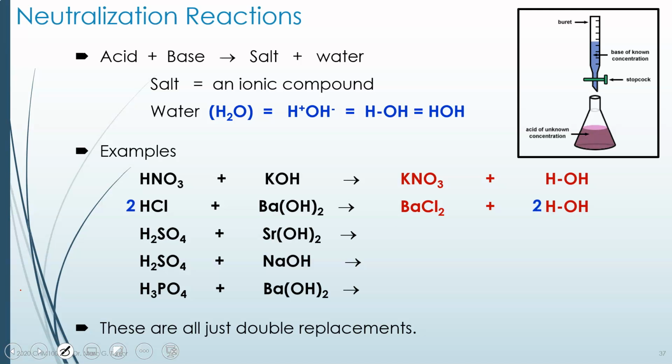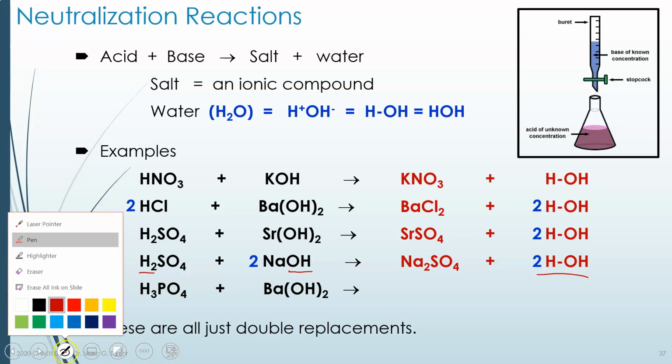If we look at the next one, sulfuric acid, this has 2 protons, and strontium hydroxide, which has 2 hydroxides. And since it's a 2 to 2, we don't need to balance it, and we're going to get strontium sulfate as our salt, and 2 waters as a result of the 2 protons reacting with the 2 hydroxides. Another one is sulfuric acid, but now with sodium hydroxide, which only has 1 hydroxide. So you can guess ahead of time that we're going to need 2 sodium hydroxides to provide our 2 hydroxides for our 2 protons to make our 2 waters.